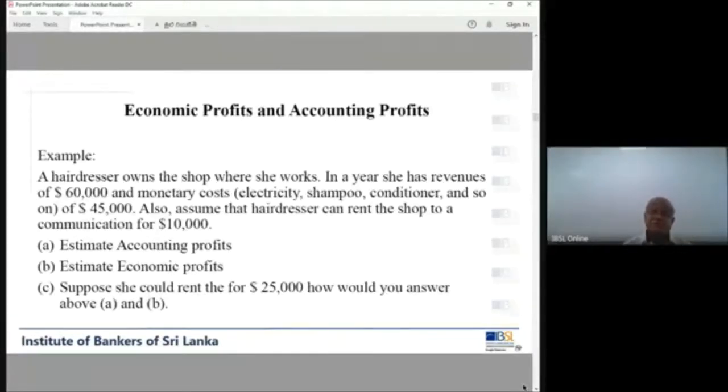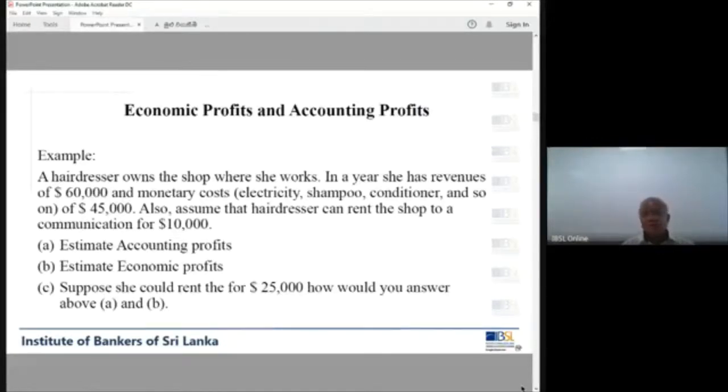Let's discuss one example. Think about that. Read and understand this. Let's spend a few minutes to understand this. A hairdresser owns a shop where she works. She is a sole trader. She owns the business. In a year, she has revenues of $60,000 and monetary costs, direct cost, accounting cost, electricity, shampoo, conditioner, and so on, of $45,000 in the year 2020.